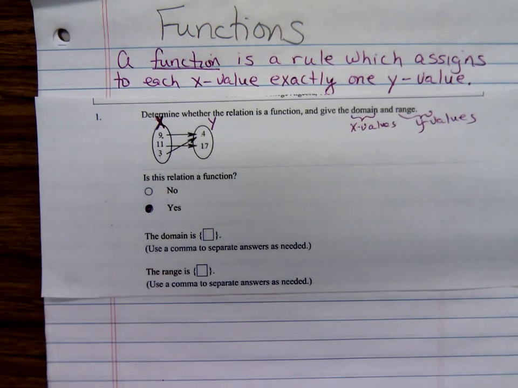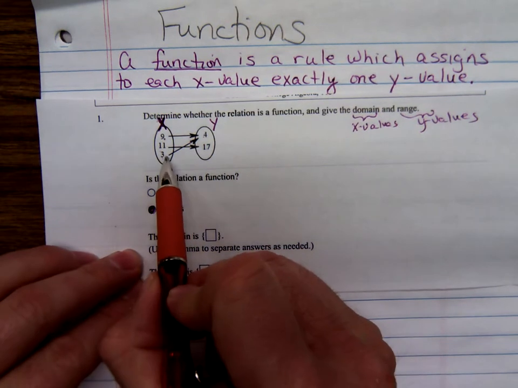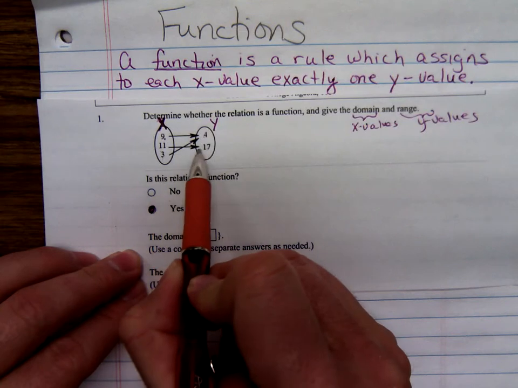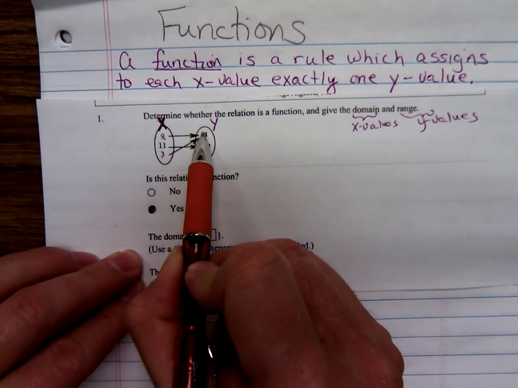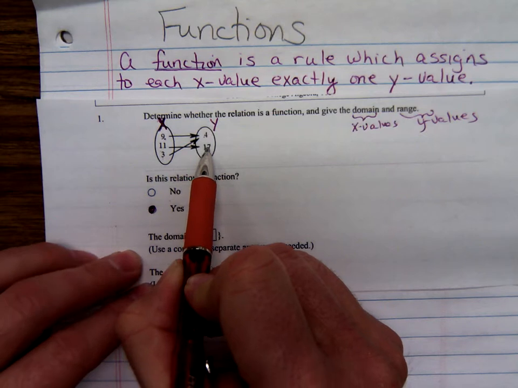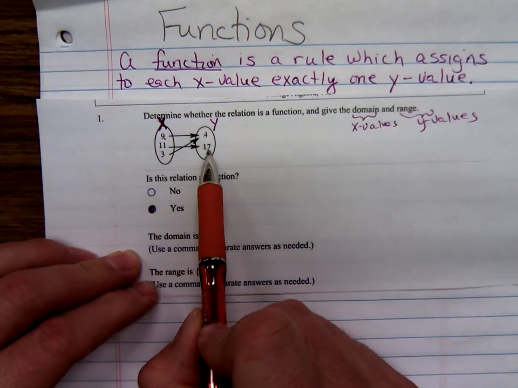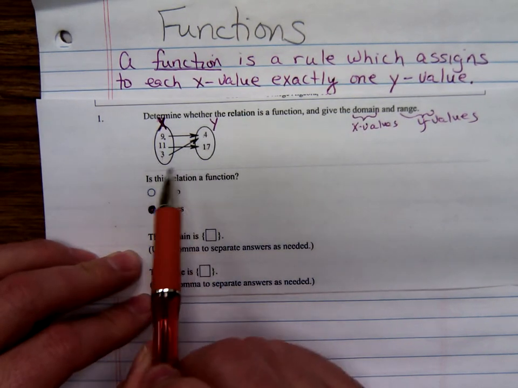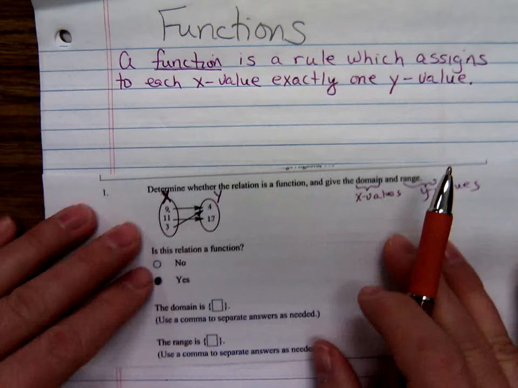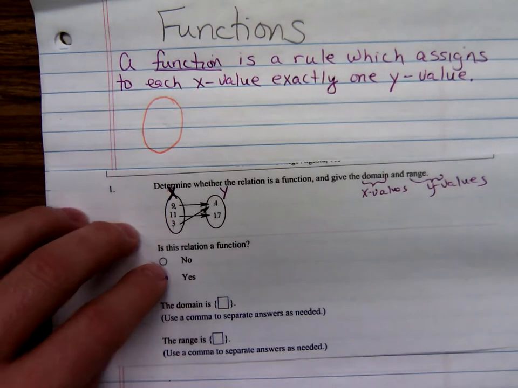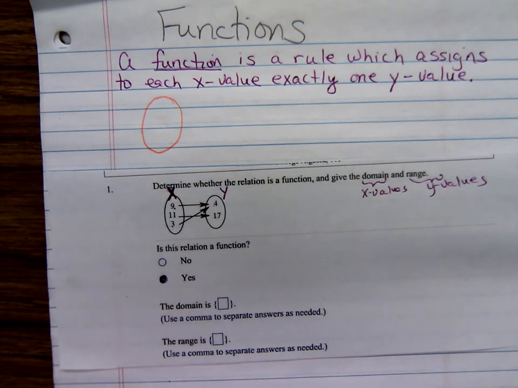Sometimes students will say, well, let me see one that's not. What would it look like? If there were a line going from this 3 also to the number 17, if 3 were being assigned the y value of 4 and the y value of 17, that would not be a function. So here's one that's not a function. I'm going to draw it right here. Let me use a darker color. Today the orange seems to be showing.